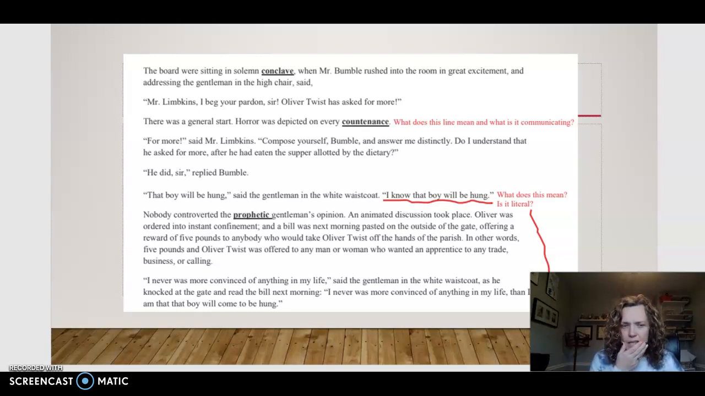So, let's stop and look over this. Everyone, the whole board at the church, is completely shocked that Oliver Twist has asked for more food. And what do they do? They put him in a confinement where he's not allowed to talk to any more of the kids, and they post a notice on the outside of the church that says, "Anybody can take him. We will pay you $5 to get him out of here." Right?